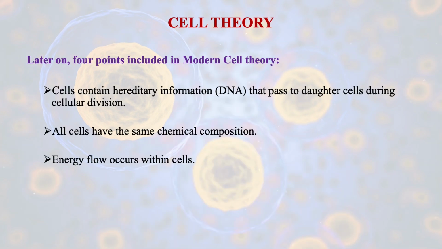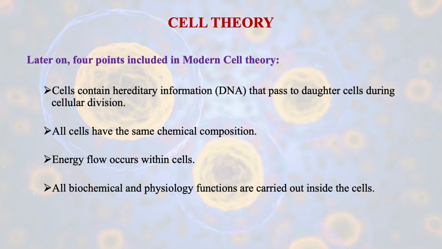And third point is that energy flow occurs within the cell. It means the cell is an independent unit that can generate energy in order to perform basic essential functions within the cell. So cells need energy to carry out various biochemical reactions. And fourth point is that all biochemical physiological functions are carried out within the cell. So these 4 fundamental points are included in the modern cell theory.